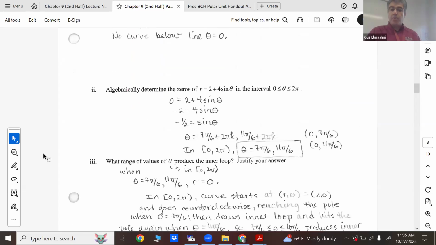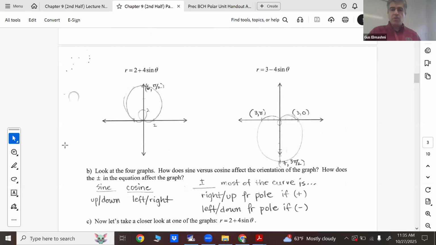Okay, now algebra determined the zeros, so set r equals 0, solve it, we worked it out. So what this means is we hit the pole at 7 pi over 6 and 11 pi over 6. So when I generate this graph, if I did this in a TI-84 calculator, right? So now we're going to start understanding, without looking at the calculator, this is where I start. I'm moving in this direction. I'm at pi over 2, then I'm at pi finally.